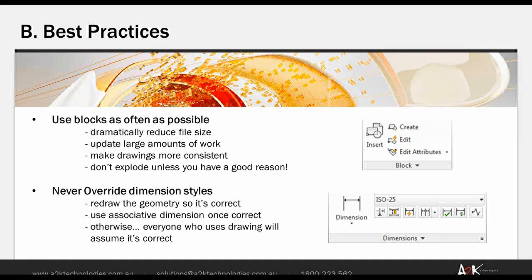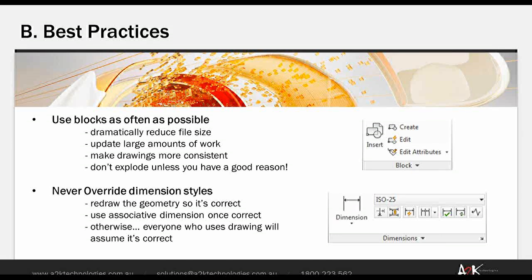While I'm talking, the next point is never override dimension styles, but one point I forgot to make was don't explode dimensions. That's another very important one as well. As soon as you explode a dimension, they're not dynamic anymore and they have no relationships to the objects in AutoCAD. So that's a really important one as well.